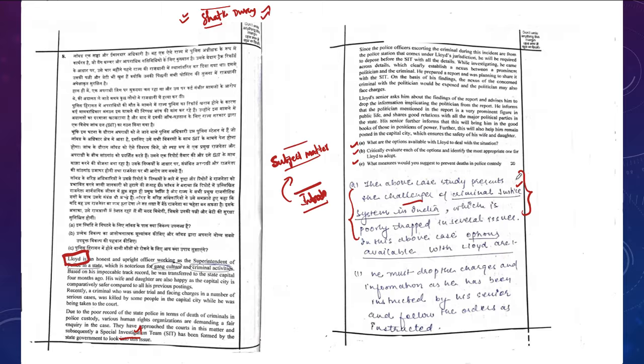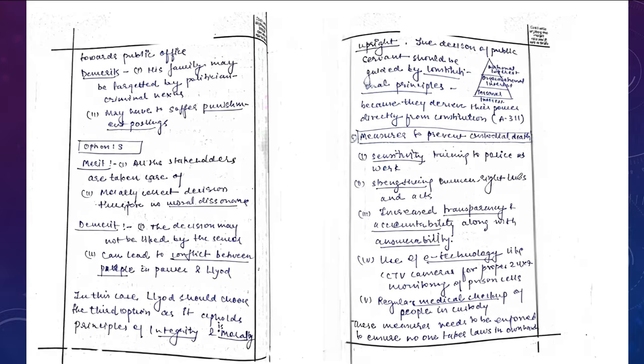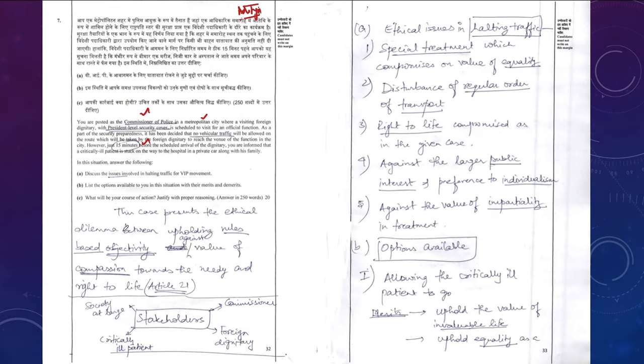So generally I advise students who are writing ethics to please try to come out with the subject matter of the case study in a simple manner. Let's now look at Aditya Srivastava. If you look at Aditya Srivastava's answer copy here, he has started again with the subject matter or introduction. That is, this case presents an ethical dilemma of upholding rules of objectivity against compassion towards the needy and the right to life. That is Article 21.